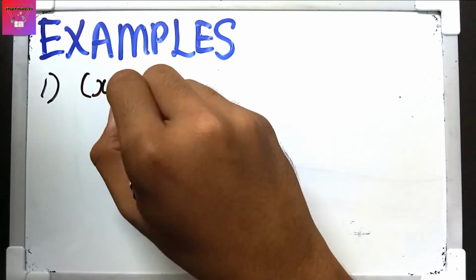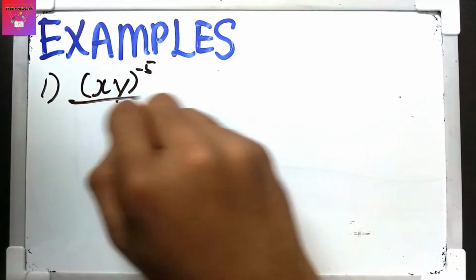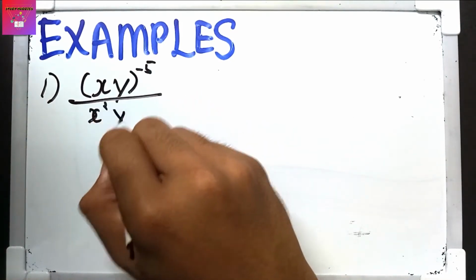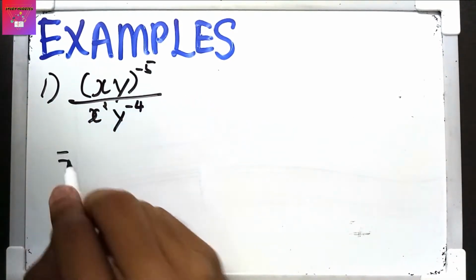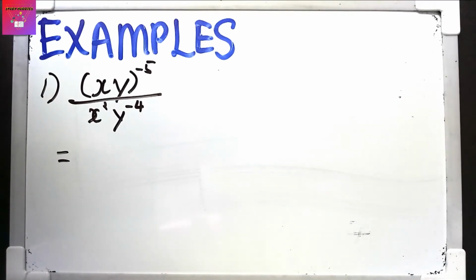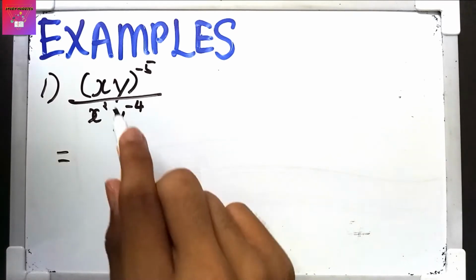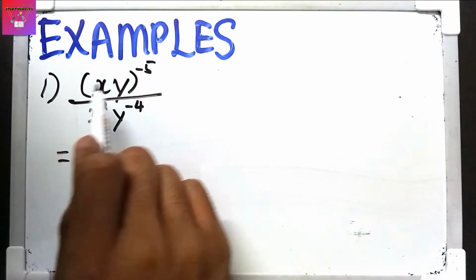(xy) to the power of negative 5 over x squared y to the power of negative 4. So if you look into this example, we have to follow the PEMDAS method. If you want to know more about PEMDAS, which is the order of solving an equation or a calculation, you can look at my previous video on the real number system. So moving on, according to PEMDAS, first we have to settle the bracket.